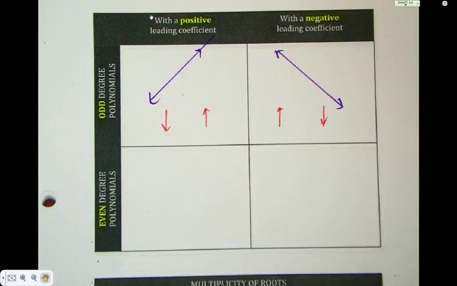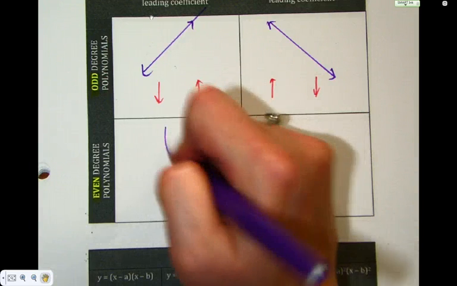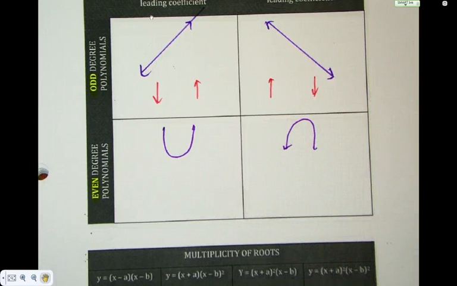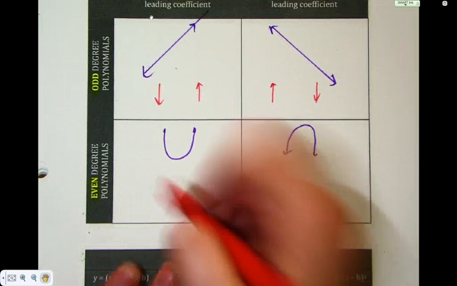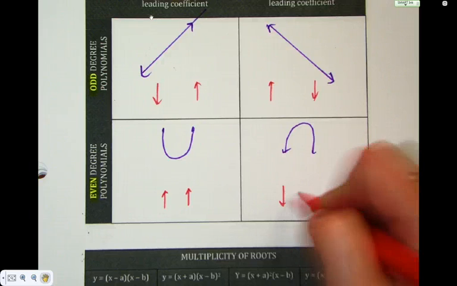So I don't memorize cubic and quartic. I just think of a line because they all have odd exponents and you're used to drawing lines. What's the most common even degree polynomial that you've drawn a bazillion times? Parabola. So I think of an up parabola and a down parabola. Even if I'm dealing with a quartic, I still think of a parabola because it has an even exponent. What do you know about the end behavior for an up parabola? And a down parabola? Down, down.